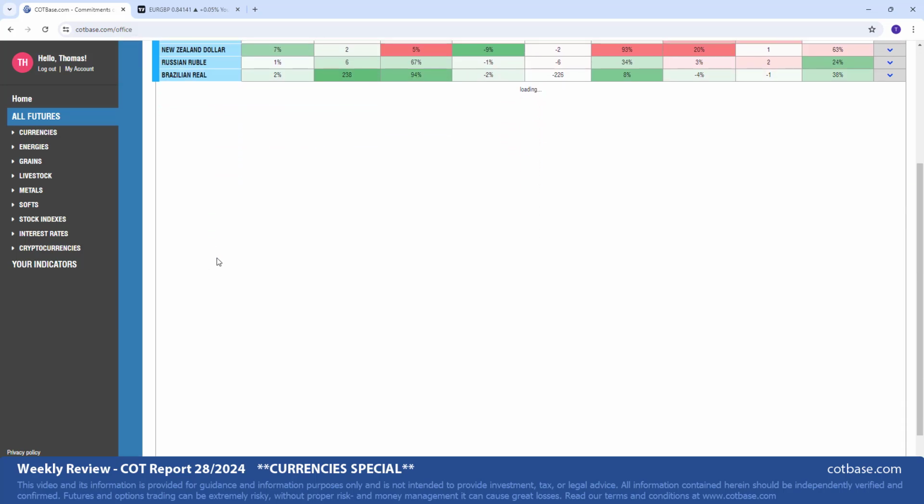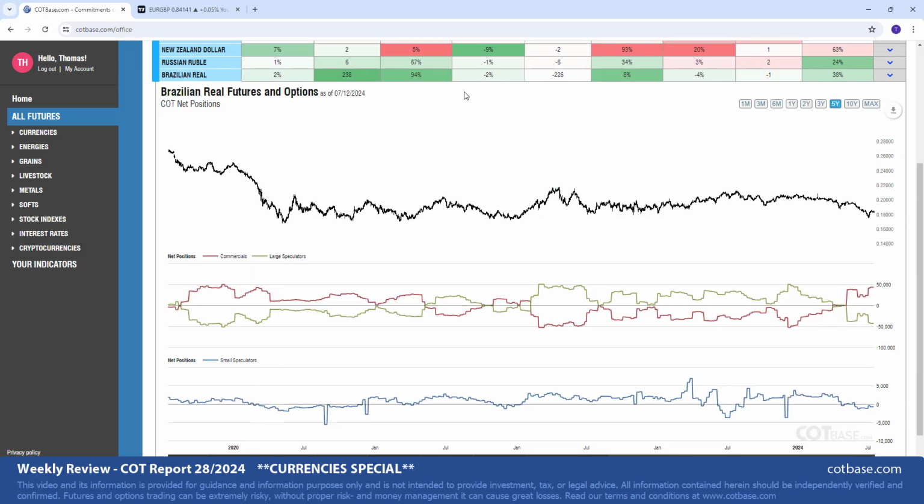Brazilian real is our next market. Here we have a 94% COT index, 238 reports COT extreme, so it is a bullish COT extreme in the Brazilian real, suggesting strengthening in the medium to long term.